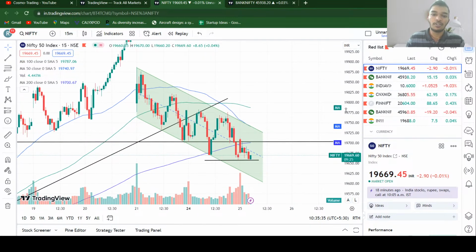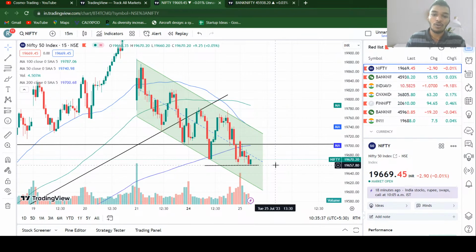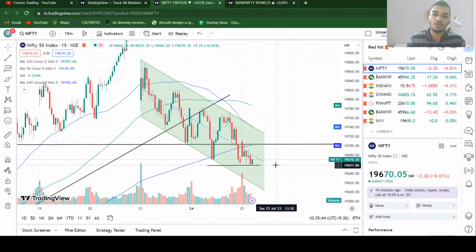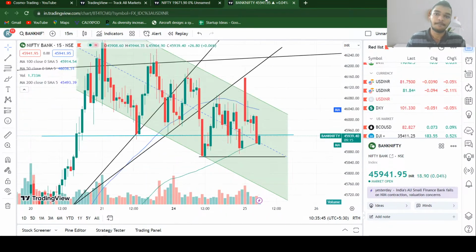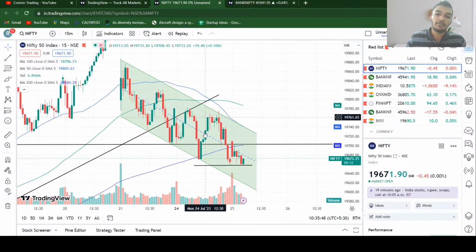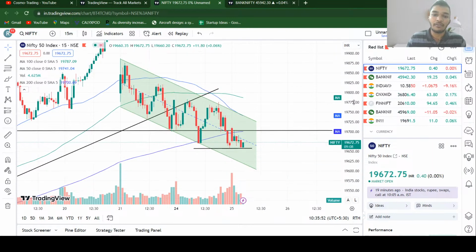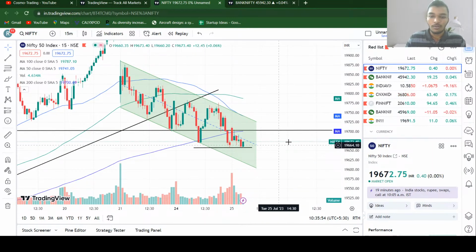A similar situation is on Nifty as well. Nifty is trying to hold up the lows, which are around the 19,650 area. Once it breaks down, you can go for a short on Nifty as well, but I will be waiting for the parallel channel to break. So I won't suggest you take a trade once it breaks the low.